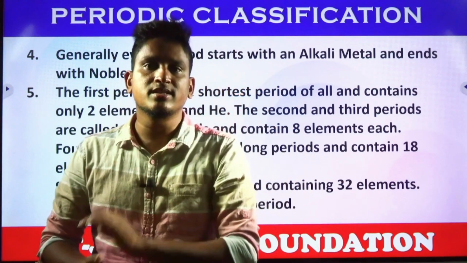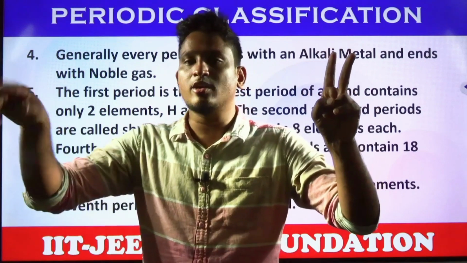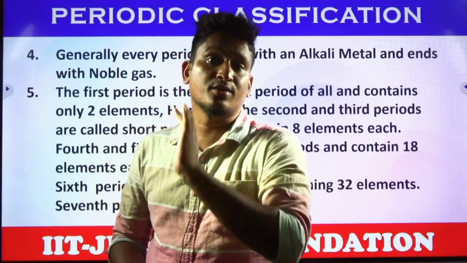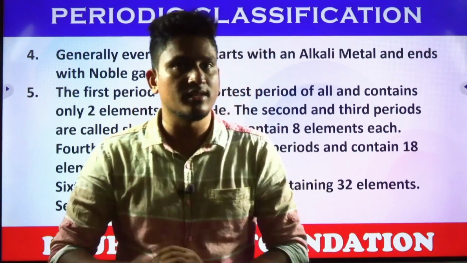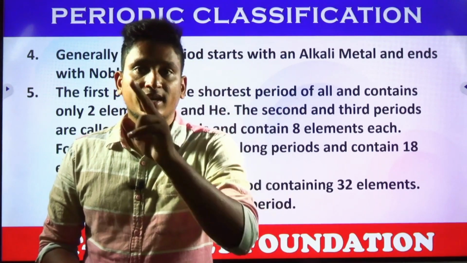So how many elements can they fit? How many elements, students? 2s can accommodate 2 electrons, p can accommodate 6 electrons. 2 plus 6, how many? 8 electrons, which means 8 elements are possible. Understood, students? First period 2 elements, second period 8 elements.